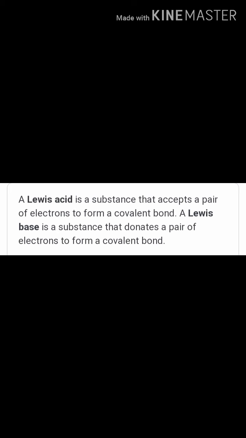The Lewis base is the thing that has the lone pair of electrons on it. In fact, if it has a lone pair of electrons, it can act as a Lewis base, but only to certain things. Take a look at this reaction. I've got SO3 reacting with water, H2O, to form sulfuric acid, H2SO4.